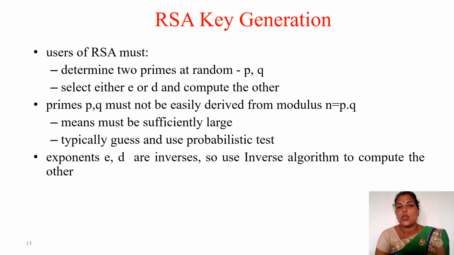And the primes P and Q must not be easily derived from the modulus n equal to P into Q. So if we know the value of n, because n is given as a public value only along with the encryption E value, if anyone knows the n value, it is not that easy to derive these P and Q values, provided n is sufficiently large. If it is sufficiently large, it is not that easy. But if it is a small value, the cryptanalyst or opponent can easily find the value by using some guess and some probabilistic test. The attacker can easily find out. So the exponents E and D are inverses. So we have to use the inverse algorithm to compute the other one.